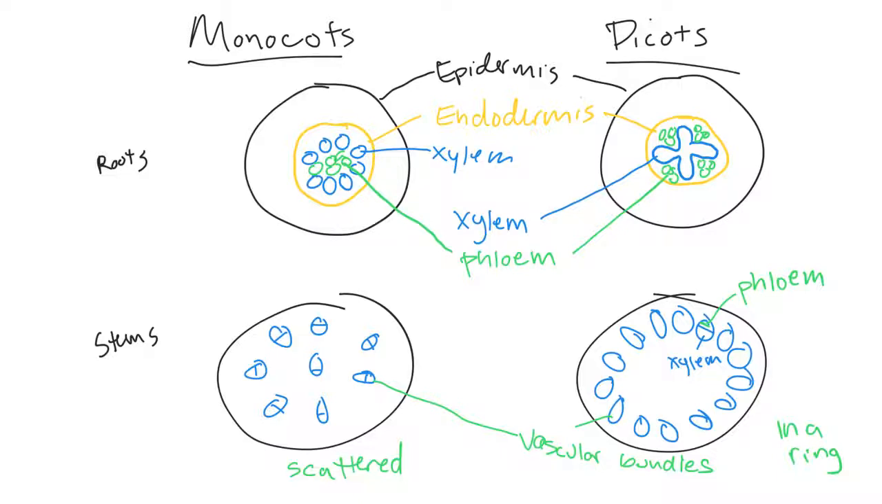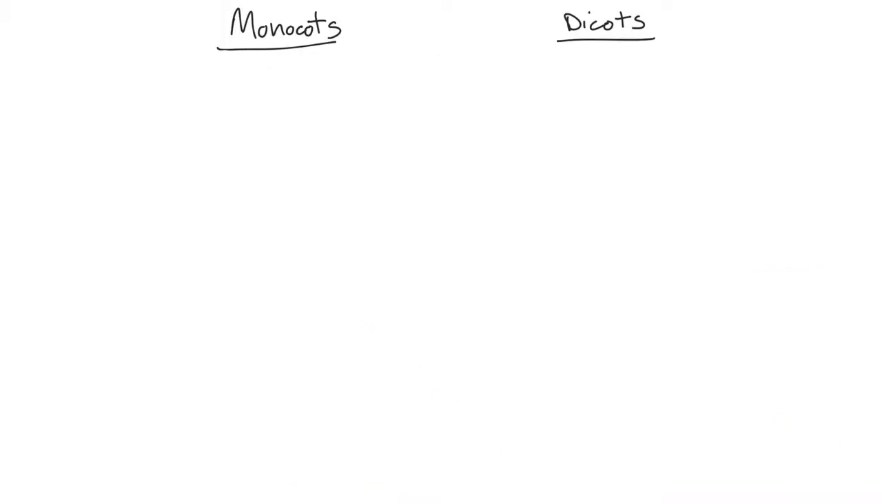So if you go out and you break a stem in half, if you can see all these parts, you can tell whether it's a dicot or a monocot based on the arrangement of the xylem and phloem with all the other tissues, all the other cells. Okay, so those are some structural differences. There are some other ones as well.